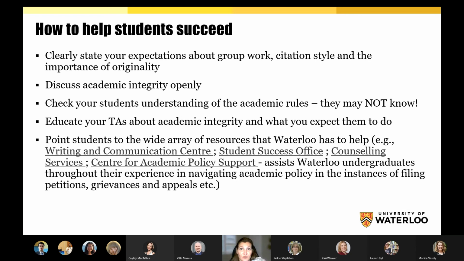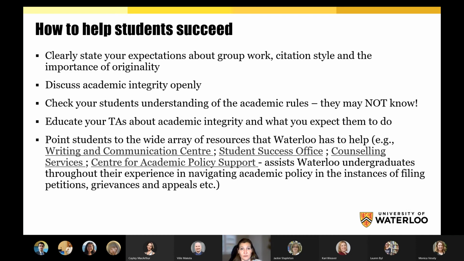So clearly at Waterloo, we don't take a penalty approach. We're really based in an educative and learning opportunity. So how do you help students succeed? It's really important that you clearly state your expectations about all the different things that you're going to require of students in your course. That would be, are they allowed to work together in groups, or do you expect them to work independently? What is the citation style that you're going to be using in your courses? And if there are different resources that you can point students to about that citation style, that would be optimal.